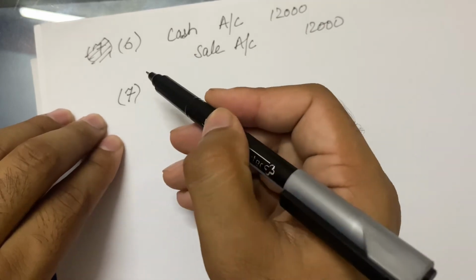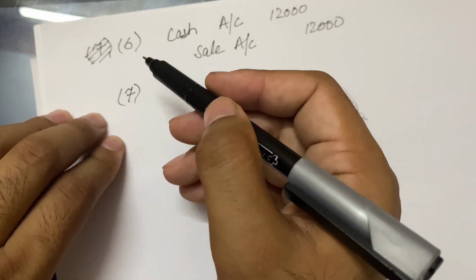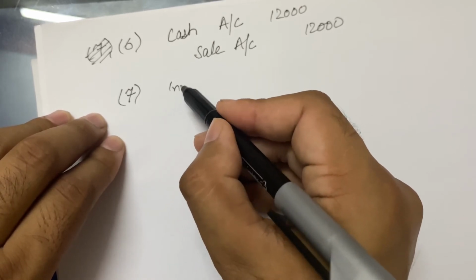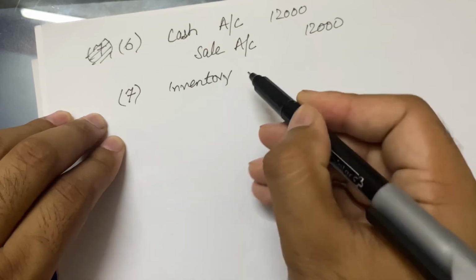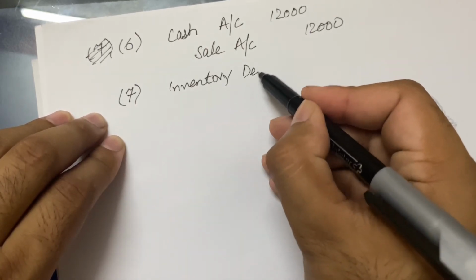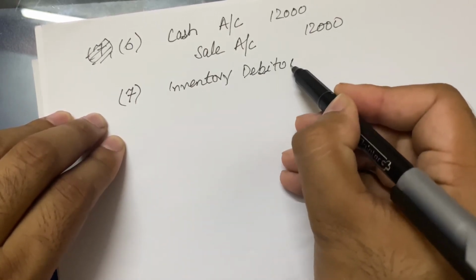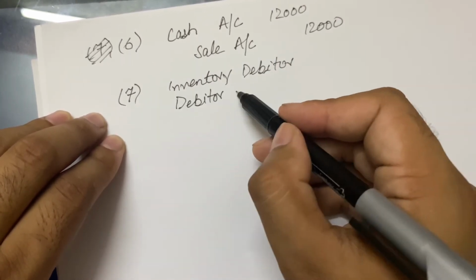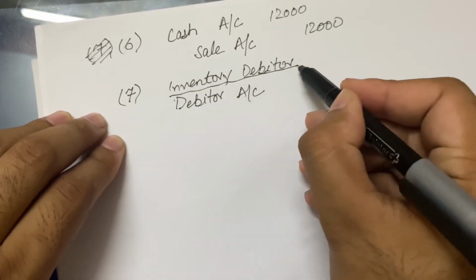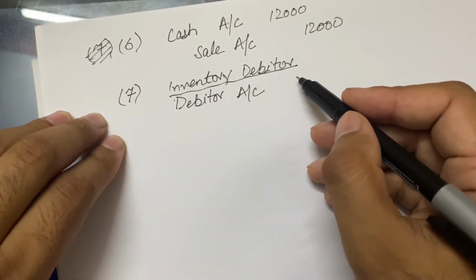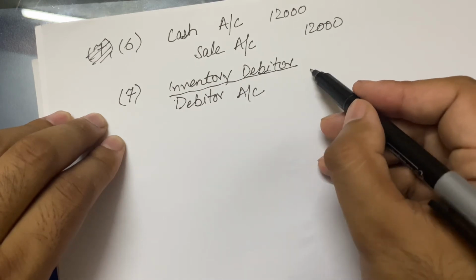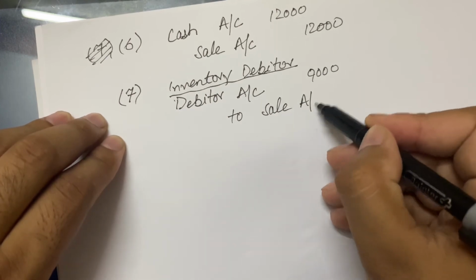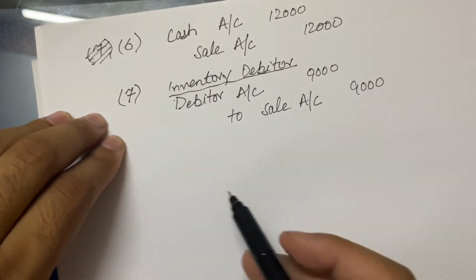On number 7, Abbas sells inventory of 9,000 on credit. He's again selling, but on credit. So we can say debtor, or if you have only one debtor, then we can say debtor account, of rupees 9,000, to sale account, and sale is of 9,000 rupees.